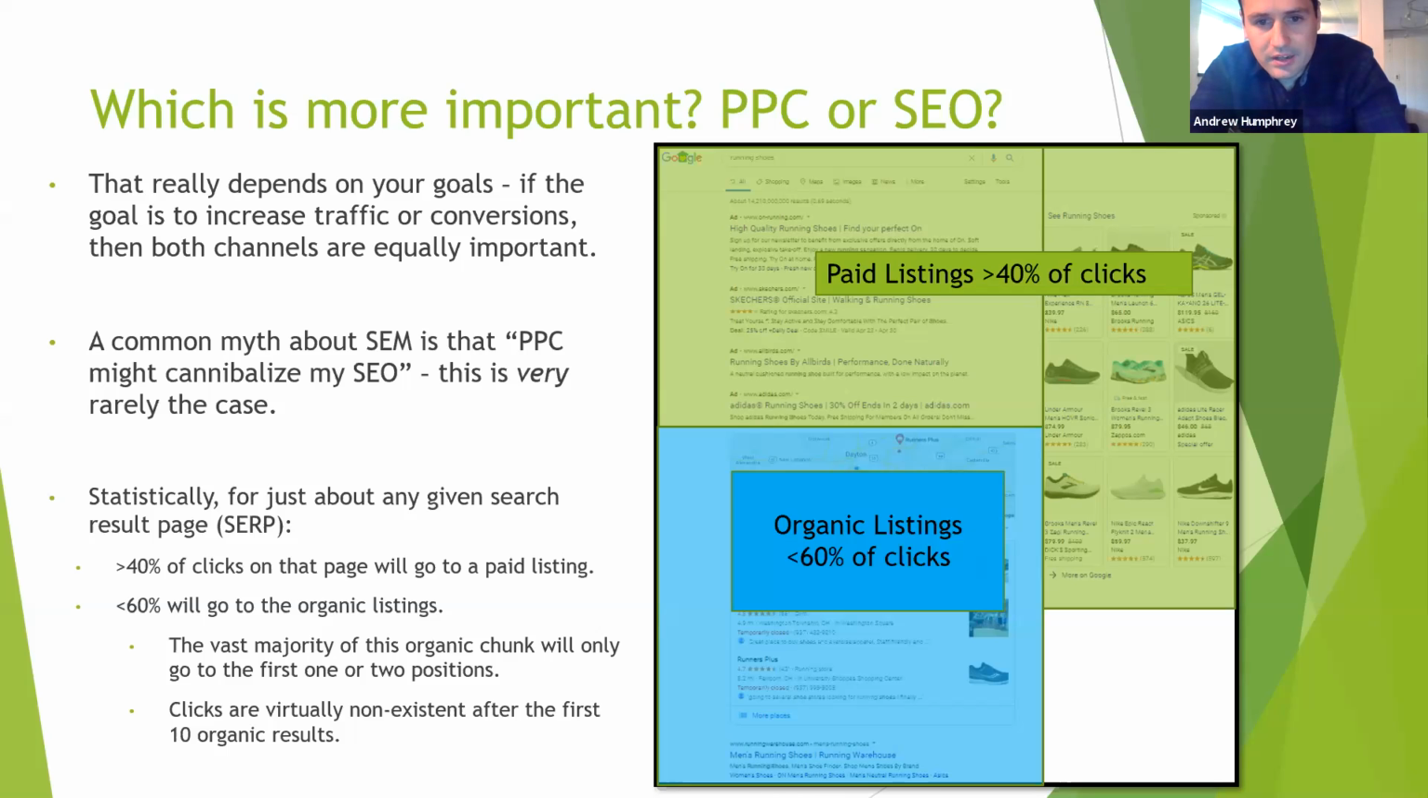Generally of that 60%, this very bottom little area, that's where the majority of those clicks are going to go. So anything beyond position 5 and certainly beyond the first page of results are basically invisible as far as Google and the users are concerned.